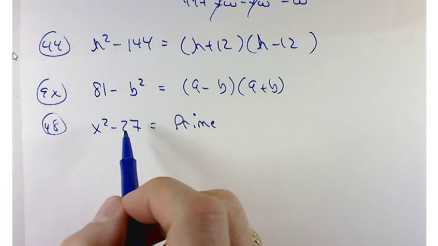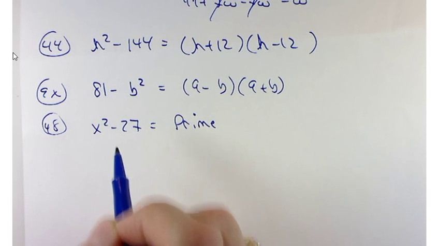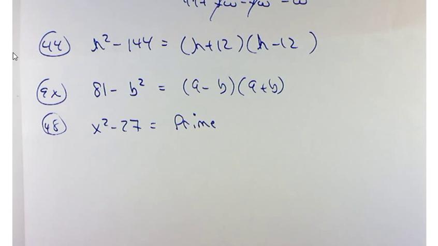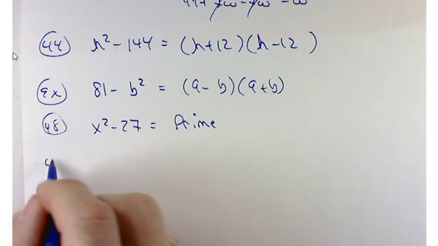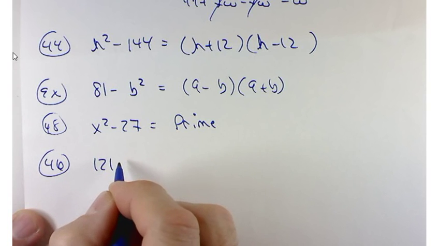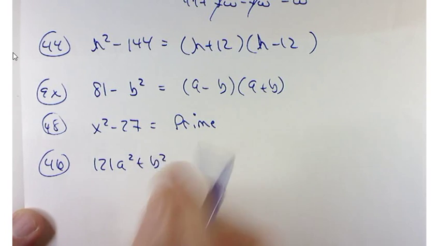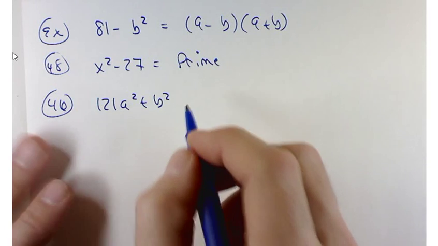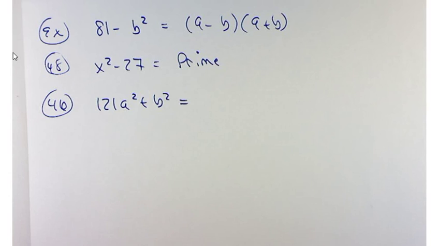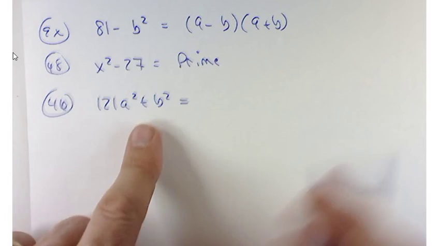Let's take a look at problem number 46 then. 121 a squared plus b squared. Stop. You're working too hard. Somebody got it. Who got it? Somebody said it. The prime word. Yeah, well done. Because this is a sum here, the sum of squares is prime. So that's it.